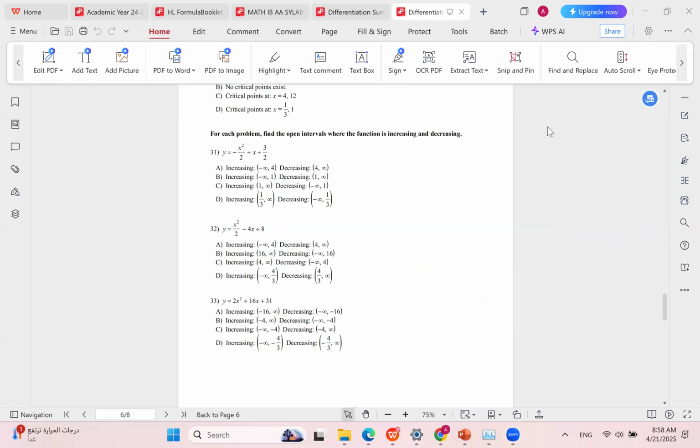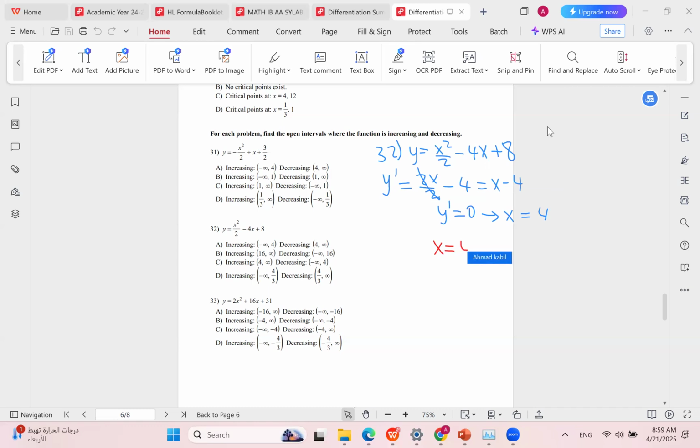Now let's work on 32. So for 32, we have y equals x squared over 2 minus 4x plus 8. So y dash equals 2x over 2 minus 4, which is equal to x minus 4. So when is y dash equal to 0? This occurs when x equals 4.